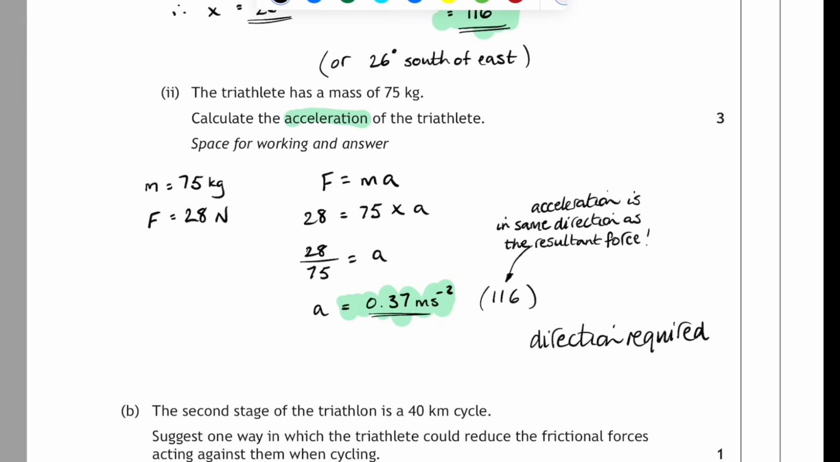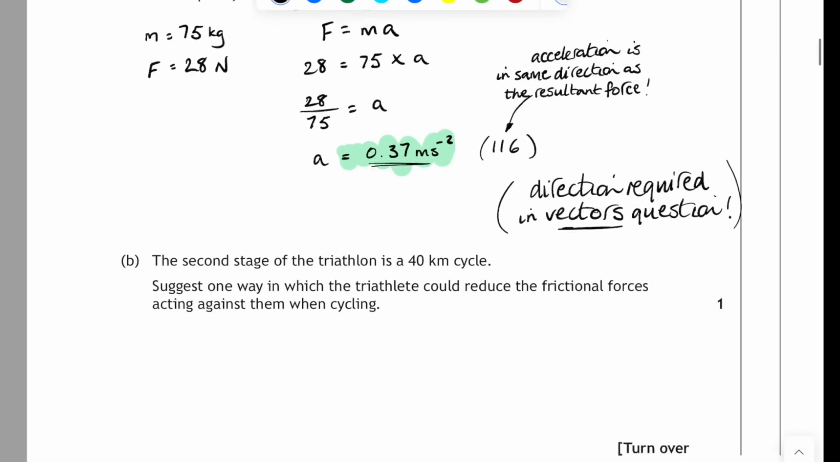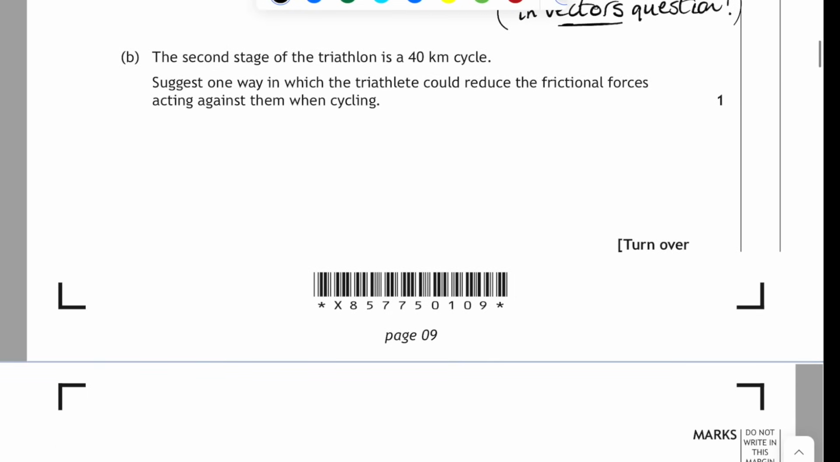So in vectors questions, always make sure you include your directions. Okay, moving on, question 2, part B. This is a completely different part of the question, so we don't need any of the previous information. It says the second stage of the triathlon is a 40-kilometre cycle. Suggest one way in which the triathlete could reduce the frictional forces acting against them when cycling.